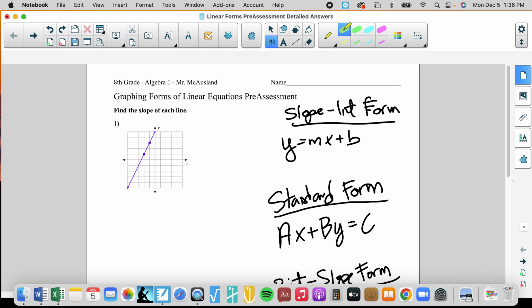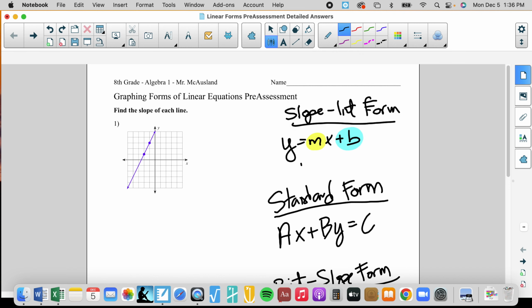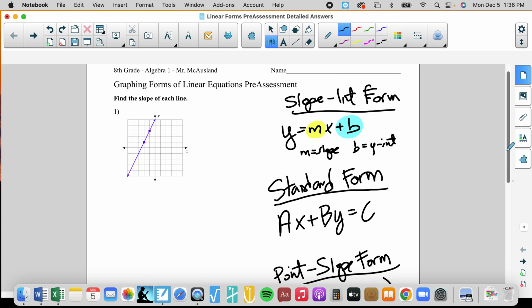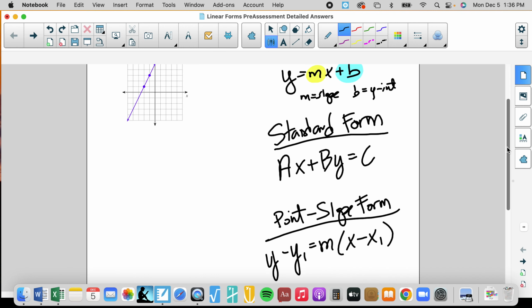When it's in slope-intercept form, the coefficient of x is equal to the slope, and b is going to be the y-intercept. So that's nice and convenient. m equals the slope, and b equals the y-intercept, hence the name slope-intercept form. When we see point-slope form, we can notice the similarities.